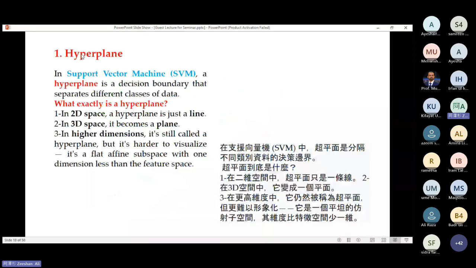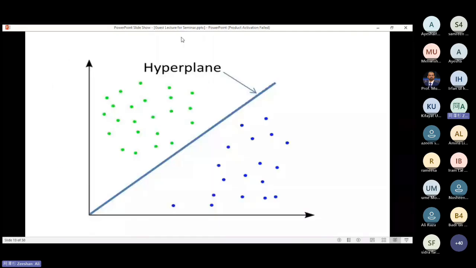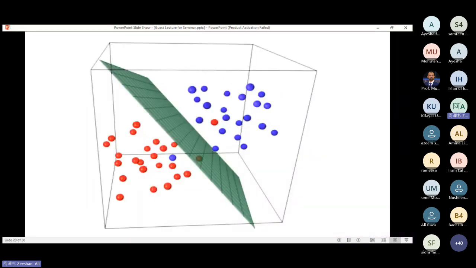What exactly is a hyperplane? In two-dimensional space, the hyperplane will be a line. Similarly, in three-dimensional space, it becomes a plane. In higher dimensions, it is very difficult to visualize. So in two dimensions, we can separate these clusters with the help of a line. But in three dimensions or more, we separate with the help of a hyperplane.